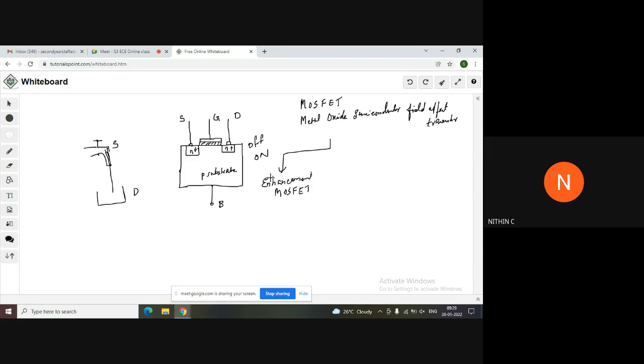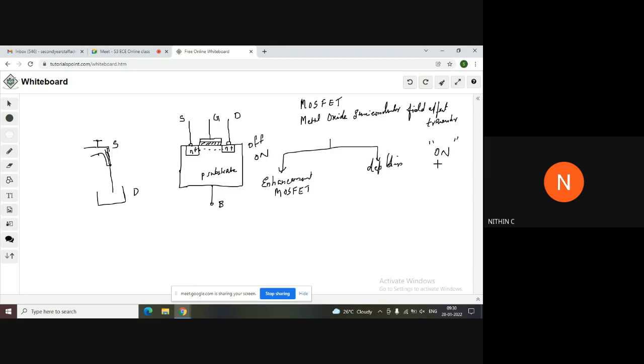So an enhancement MOSFET is initially in the off condition. That can be turned on only by applying a greater VG. When VG is applied you will form a negative layer, and then you will have current through the circuit. That is called an enhancement MOSFET. There is another type called depletion MOSFET. Depletion MOSFET is the opposite case. That will be initially in the on state. Initially itself there will be a channel over here, so it will be initially in the on state.